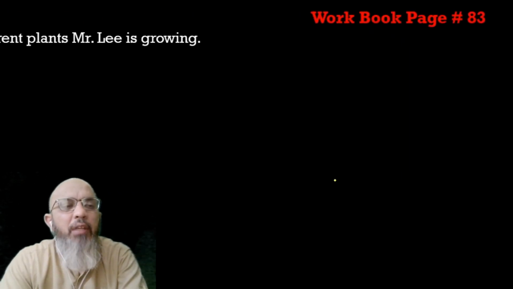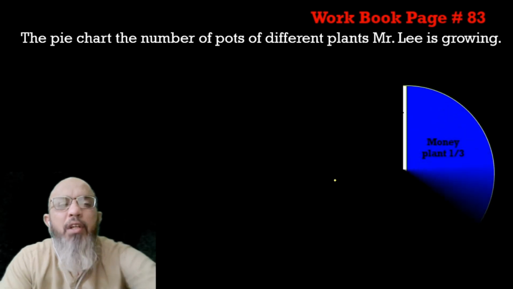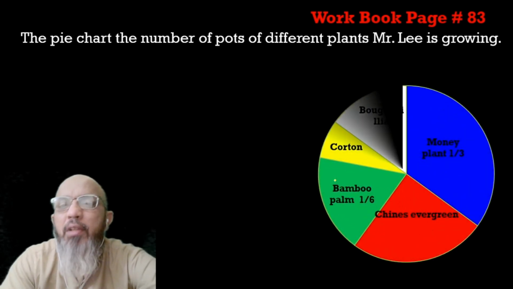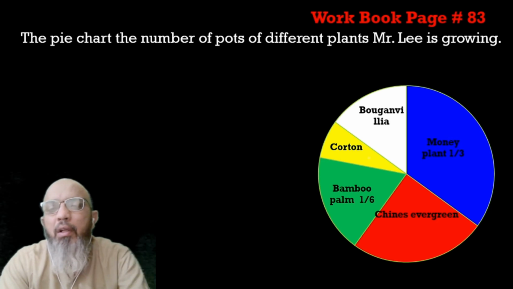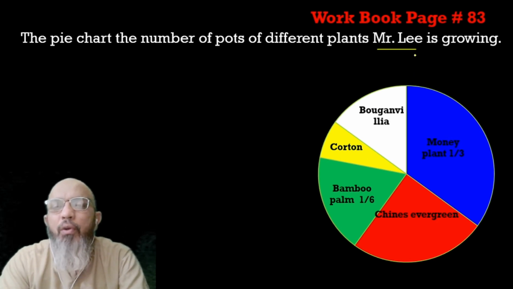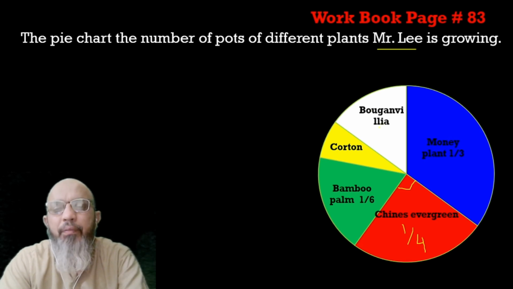So now come to the next question, that is from your workbook, page number 83. The pie chart shows the number of pots of different plants Mr. Lee is growing. Mr. Lee has a good habit of growing plants. So he grows money plant, that is 1 over 3, Chinese evergreen, that is unknown, but it is understood because it is making a 90 degree angle, which means it is a fourth part. So that is 1 over 4. Bamboo palm, that is 1 over 6, cotton and bougainvillea, that is unknown.